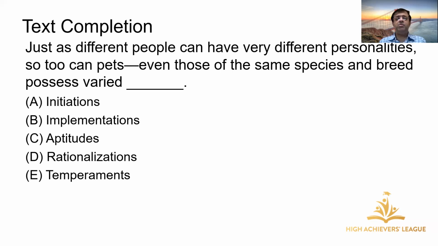So temperaments and aptitudes, if we have to select one of those, which one do you think is closer to personalities? If you said temperaments, that is absolutely correct. That's because temperaments is closer to the word personalities. Aptitudes is more related to skillfulness, and because in the blank we had to choose a word which is closer to personalities, temperaments is a better answer. So answer choice E is correct.